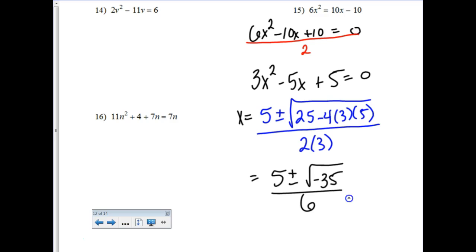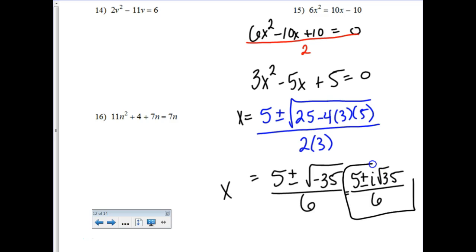I have good news, we're really close to done. 35 doesn't break down, but the negative is going to come out as an i. And the other thing I notice is you're not going to have any more simplifying, so you have 5 plus and minus i square root of 35, all over 6. That's what x equals. Whew, lovely.